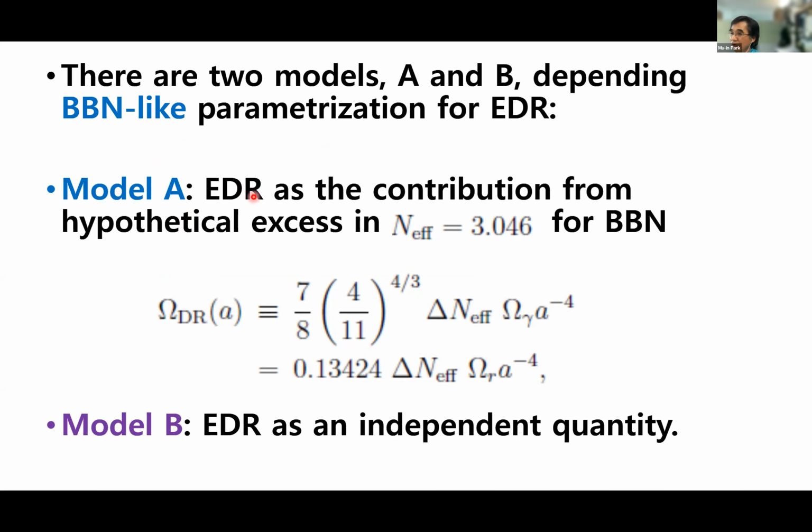For model A, early dark radiation is a contribution from some hypothetical excess in the effective number of relativistic particles, like neutrinos or photons, for BBN. This was the usual BBN value. If I introduce delta N effective, dark radiation can be written this way. So this is model A. Model B is where we are not considering this kind of implementation, but we just consider omega dark radiation as an independent quantity and run the code.